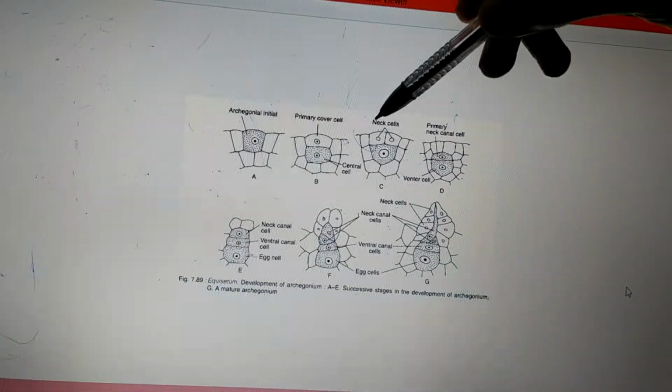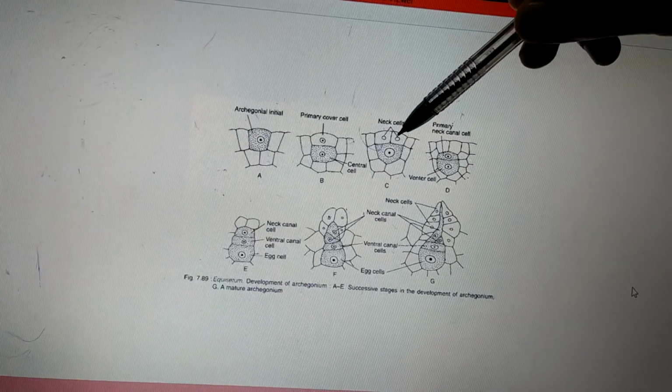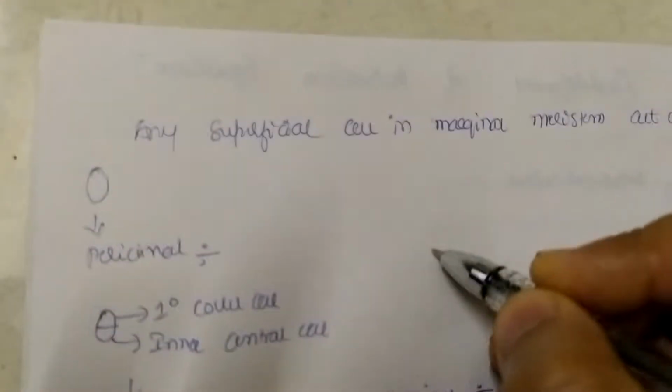This archegonial initial cell will undergo first periclinal division, leading to formation of an outer primary cover cell and an inner central cell. The outer primary cover cell will undergo first vertical division, leading to formation of two cells. Now these two cells again undergo another division at right angle to this one, leading to formation of four cells. The picture will be like this.